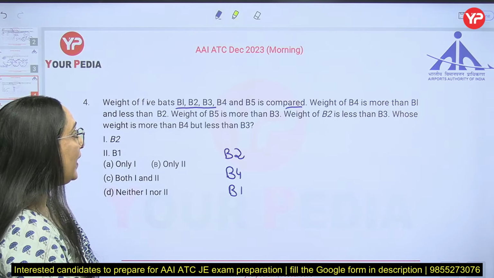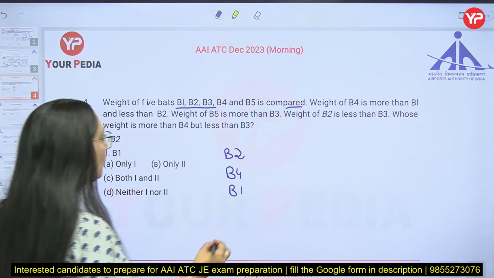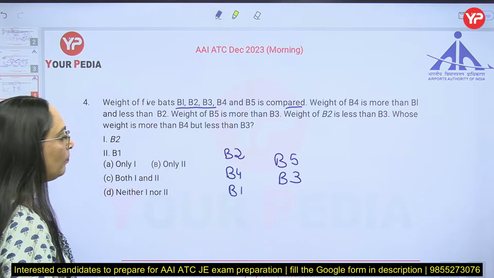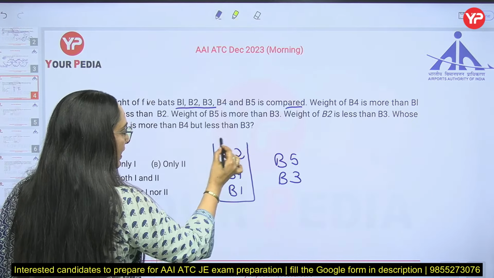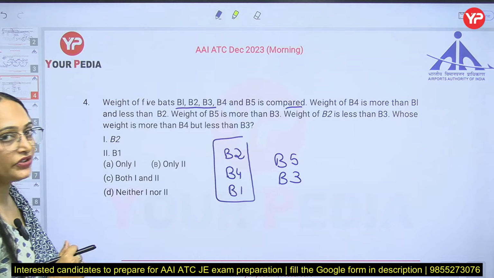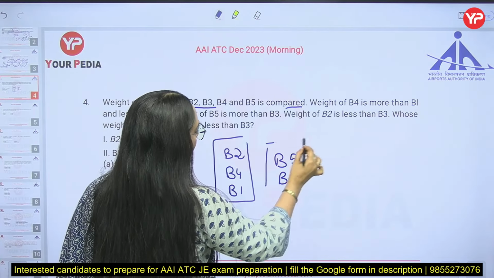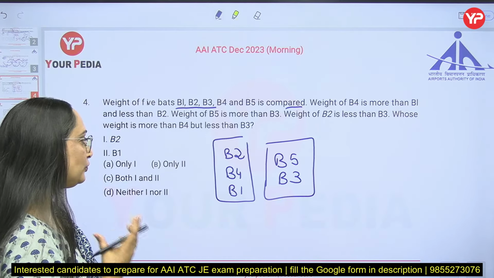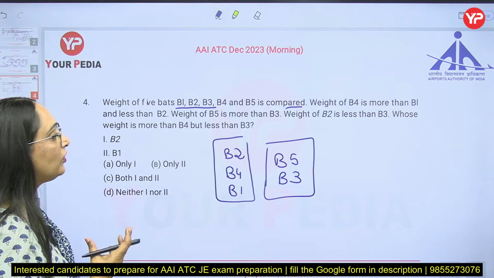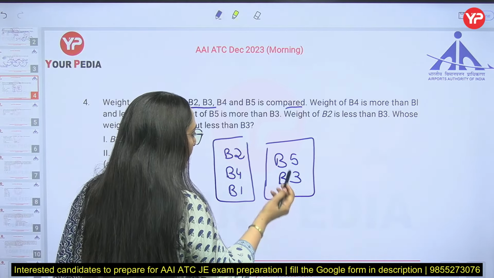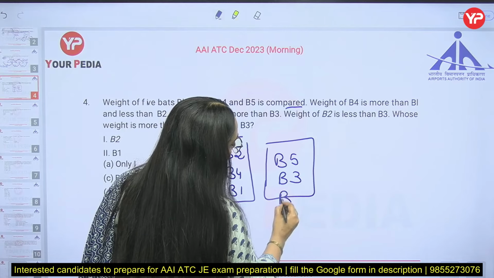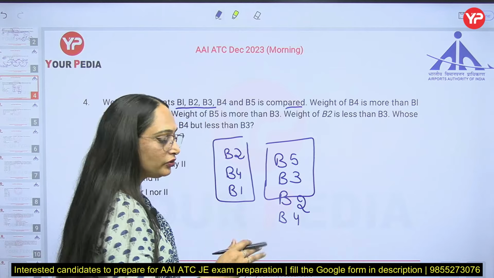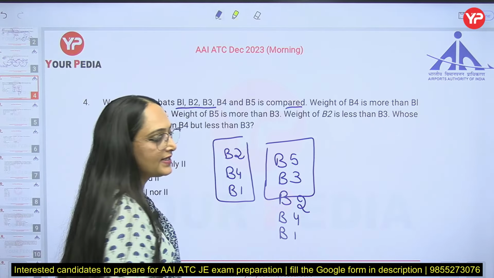Now, the weight of B5 is more than the weight of B3. Now, in the first statement, we compare these 3 bats with each other. In the second statement, we compare these 2 bats with each other. Now, the weight of B2 is less than the weight of B3. Now, he is comparing B1 with B3. So, we know that the weight of B2 is less than B3 and the weight of B4 is less than B2 and the weight of B1 is less than B4.